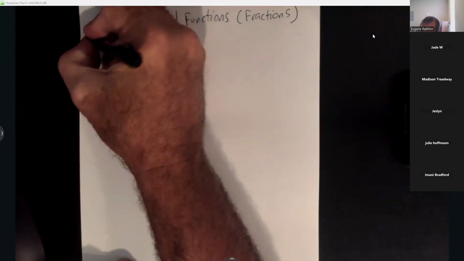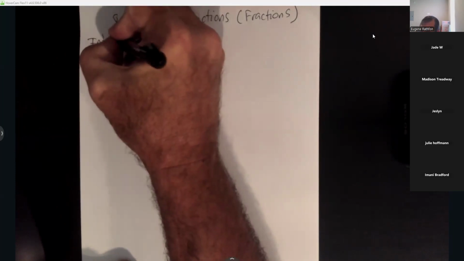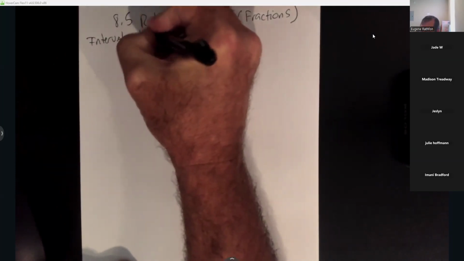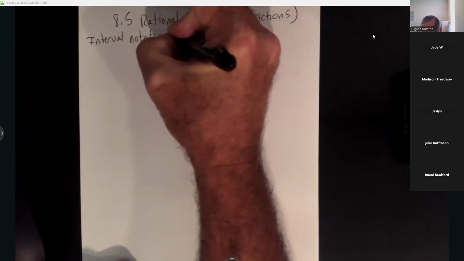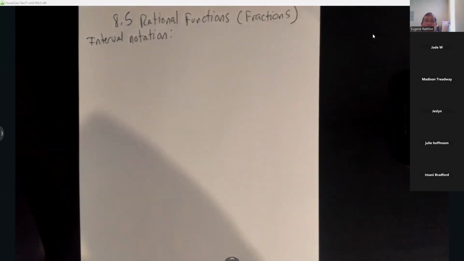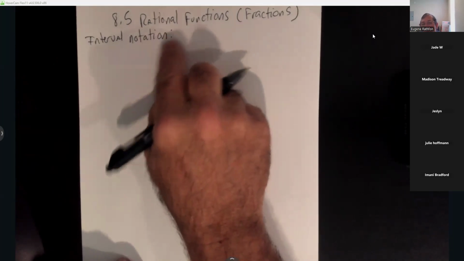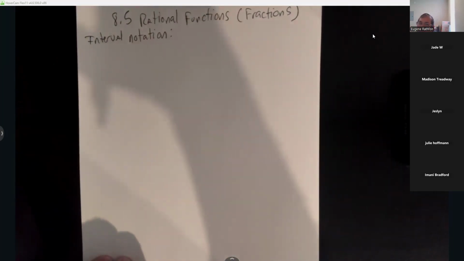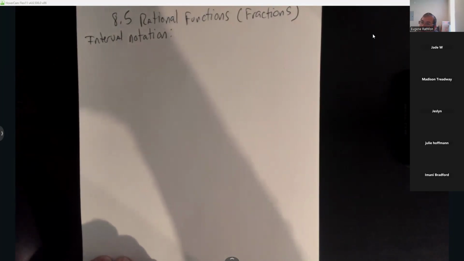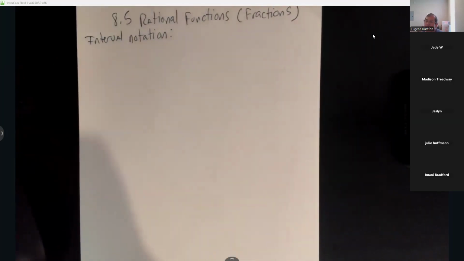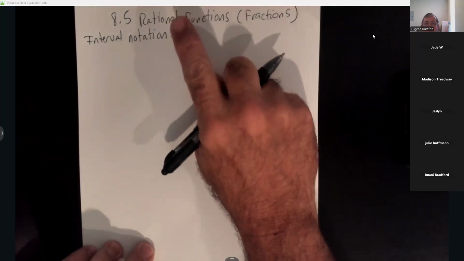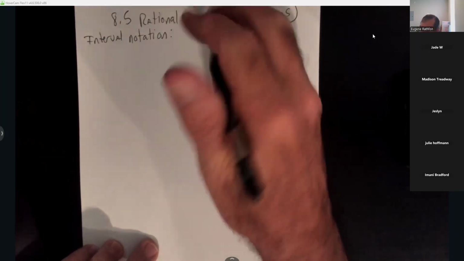So interval notation, I want to go over that real quick. We sort of did interval notation when we were doing the increasing and decreasing. Remember, it had the curvy parentheses. So this is sort of using that. But when we're dealing with fractions and there's numbers we got to exclude from the domain because it makes it undefined, there's a new way we're going to kick out those numbers, okay? So let's start off by looking at interval notation.